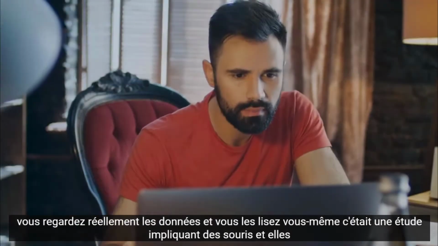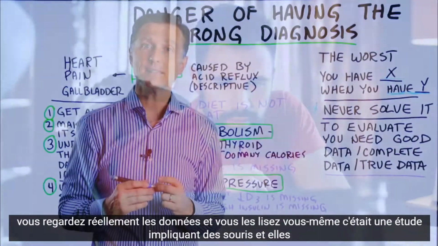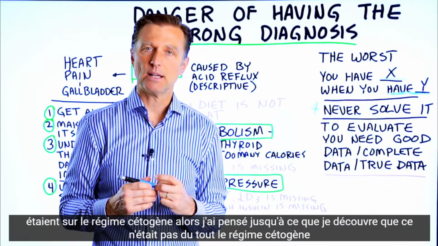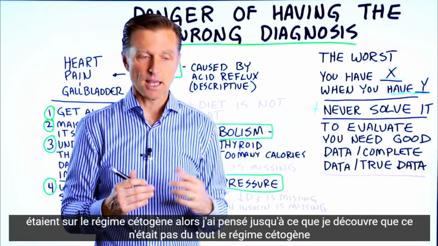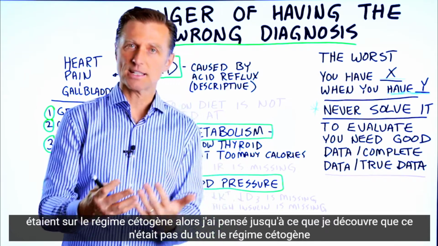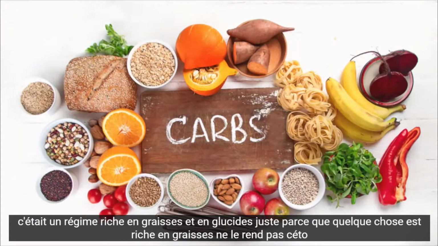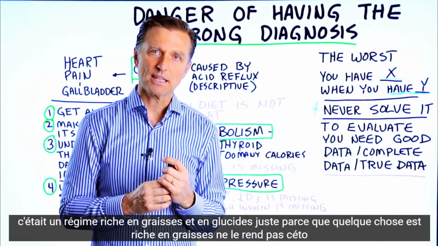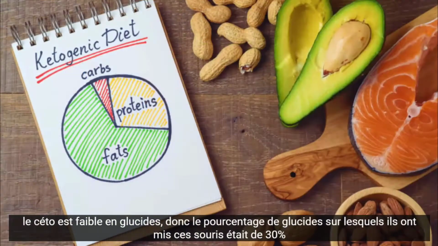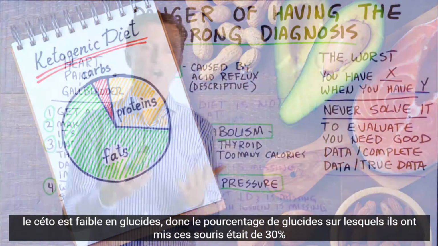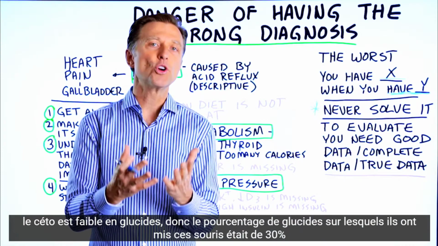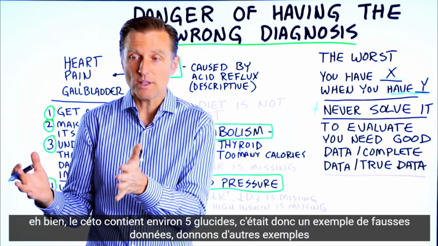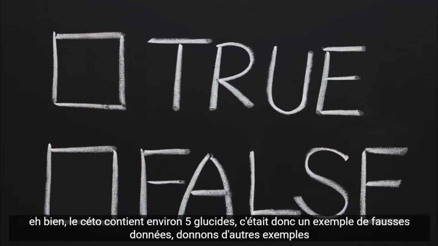So if you actually look at the data and you read it yourself, it was a study involving mice, and they were on the ketogenic diet. So I thought, until I found out that it wasn't the ketogenic diet at all. It was a high-fat, high-carbohydrate diet. Just because something is high-fat doesn't make it keto. Keto is low-carb. So the percentage of carbs that they put these mice on was 30%. Well, keto is around 5% carbs. So that was an example of false data.